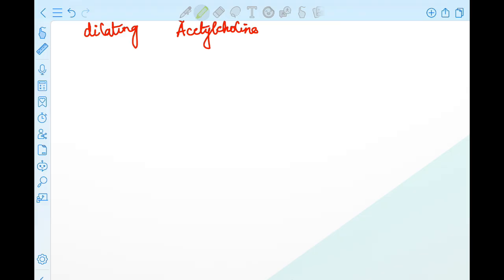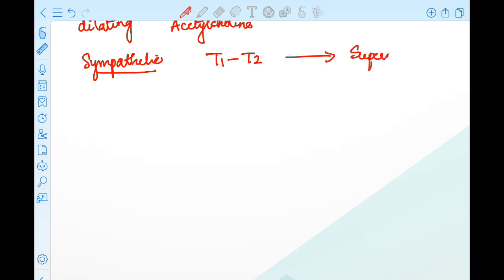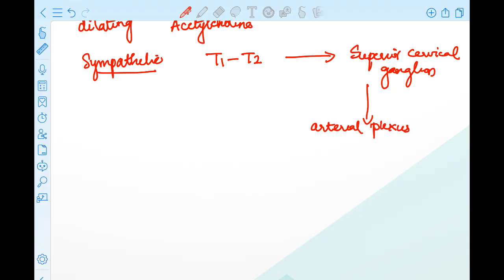And when it comes to the sympathetic fibers, the preganglionic fibers arise from the lateral horns of the T1 to T2 spinal cord segments, and they synapse in the superior cervical ganglion. And the postganglionic fibers travel along the arterial plexus to the glands, that is to the submandibular, sublingual, as well as the parotid.